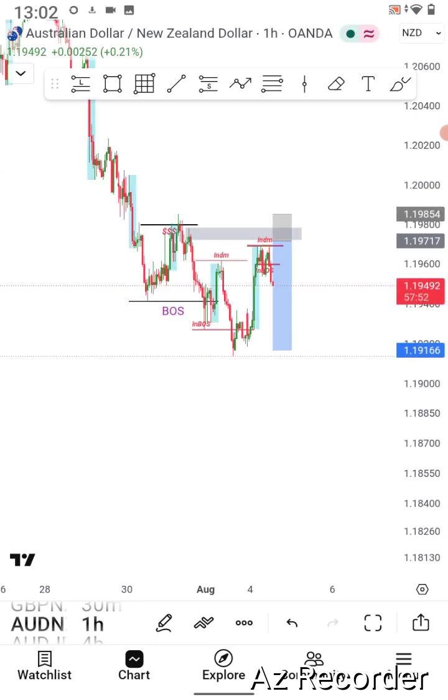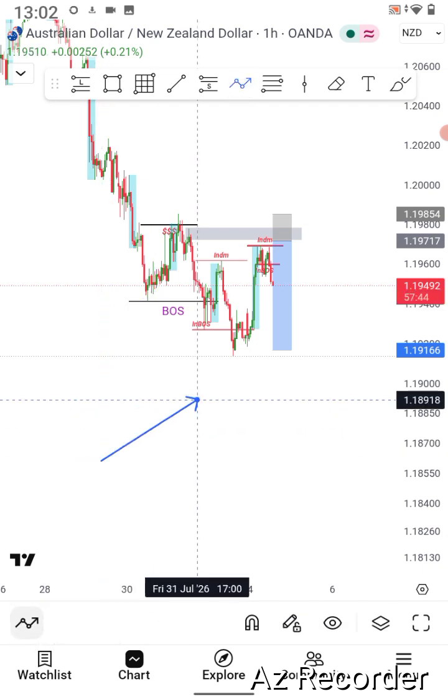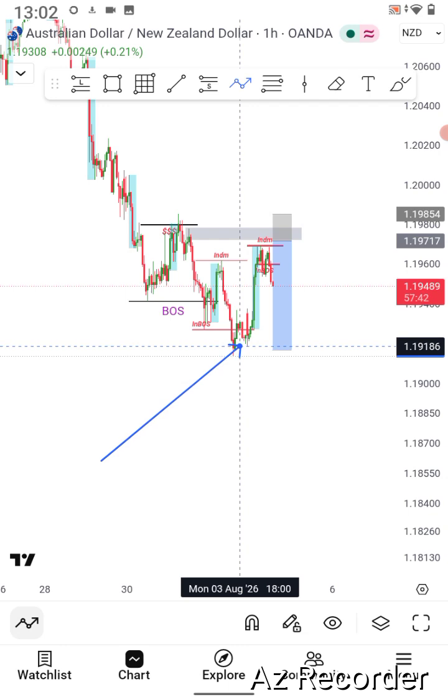So I'm going to update us on how it goes. Okay, in fact, look at it. This is also internal liquidity 1 hour time frame. So this is internal liquidity. So at all, price should get to this spot. Okay, should get to that spot.